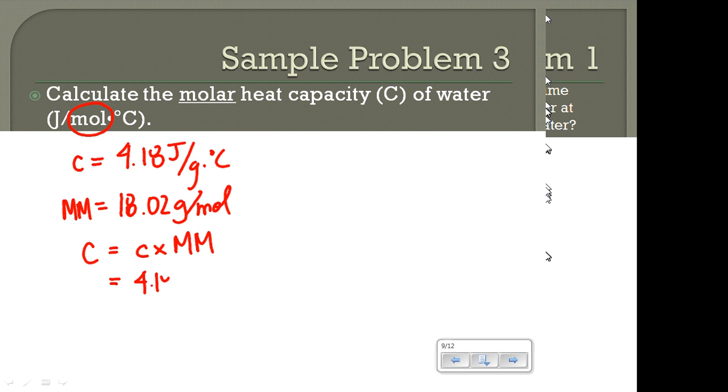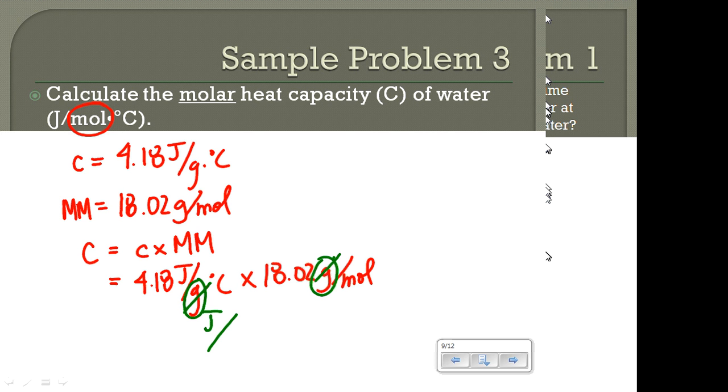So in this case, it'll be 4.18 joules per gram degree Celsius times 18.02 grams per mole. If you look at your units, for those of you who like to use units, here I've got grams on the bottom and grams on top of a fraction, so they end up canceling out. Now what are my new units? I still have joules up top of my fraction. I still have degrees Celsius on the bottom, and now I also have moles on the bottom, which is the units that I'm looking for if you look back to the question. So if I multiply those two numbers together, my units work out, so I know I did it right.